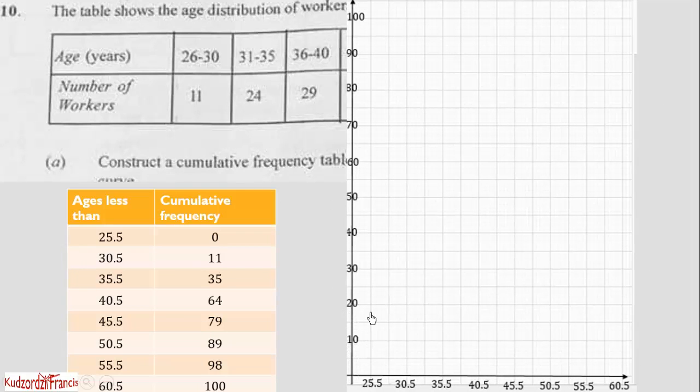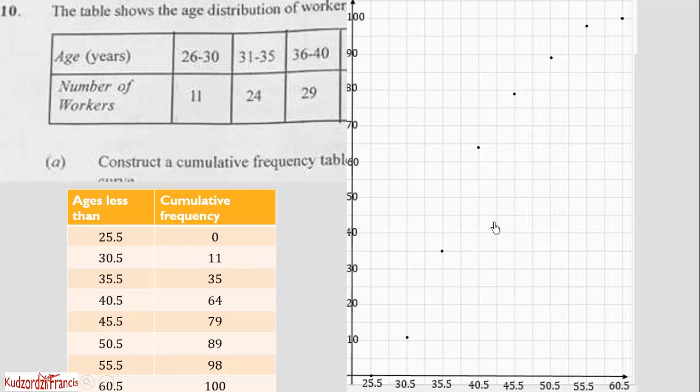So we are using 2 centimeters to 10 units on the vertical axis, and we are using the ages less than on the horizontal axis. So we have this on the vertical axis and this on the horizontal axis. So we need to plot these points. So let's go. 25.5 goes with 0 in that order. 30.5 goes with this 11.